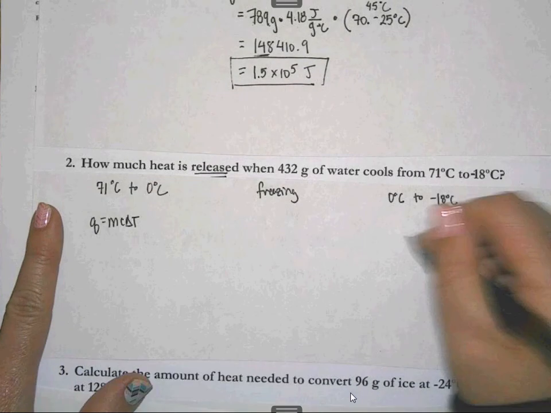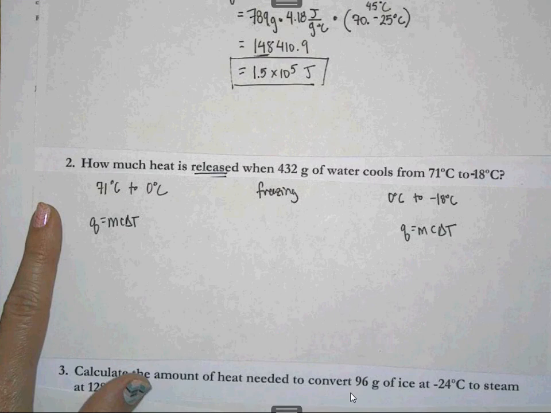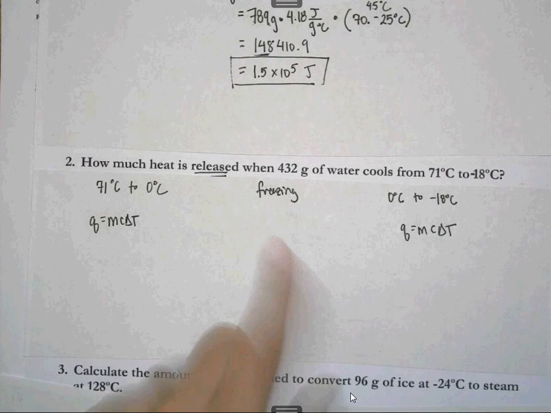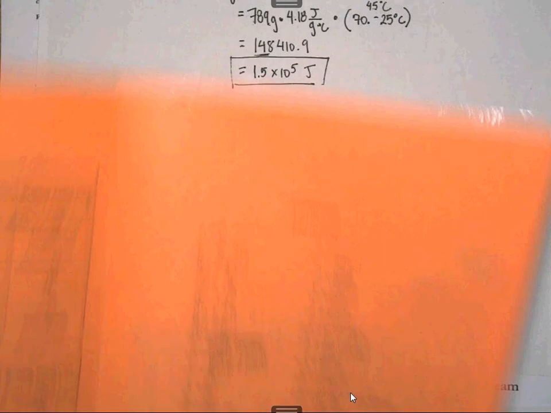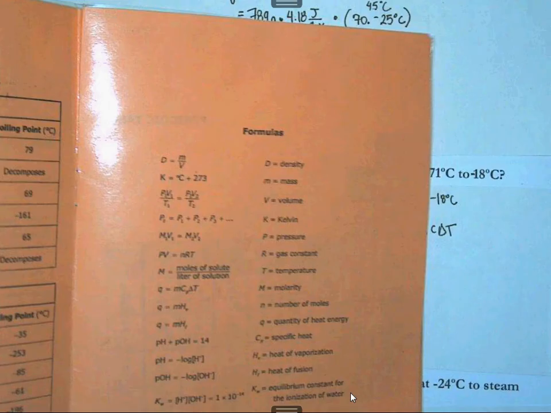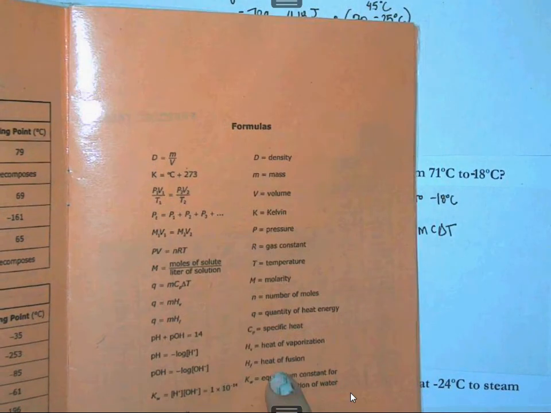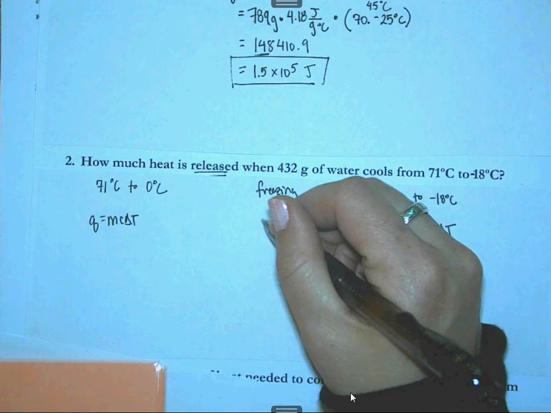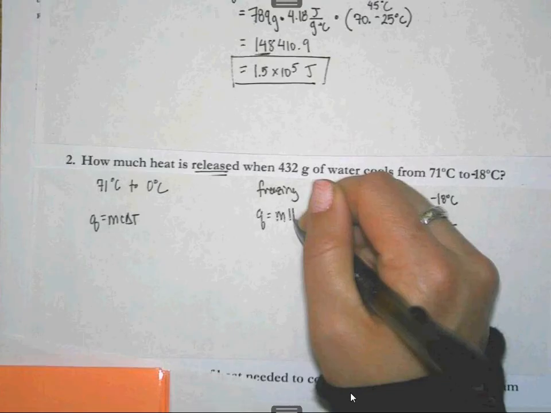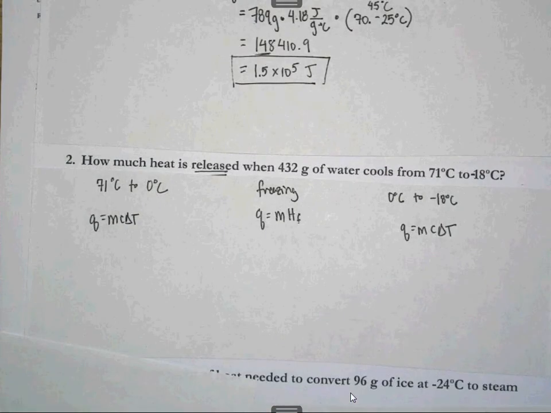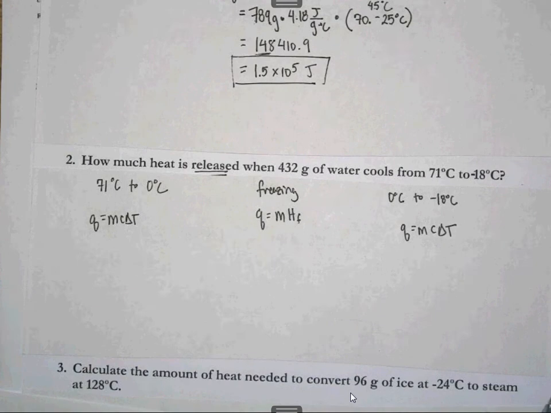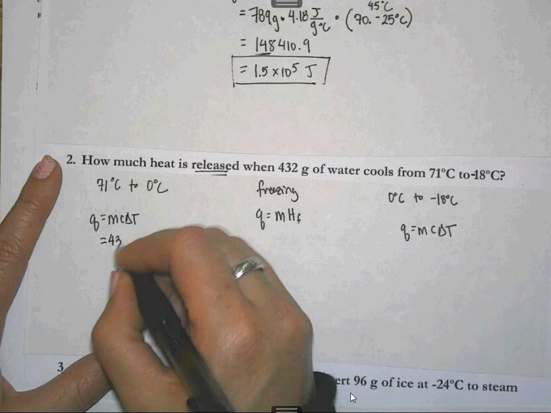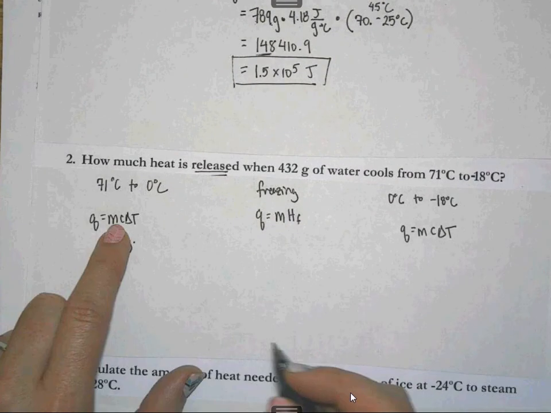Now, my next kind of problem gets a tad more complicated. Look at my second question here. This one is asking me how much heat is released when 432 grams of water cools from 71 to minus 18. Well, I need to figure out if I have a phase change in there. And if you want to look at this, if I go from 71's up here in the liquids range down to minus 18, am I going to go through a phase change? Which means I can't work the Q equal MC delta T during the phase change.